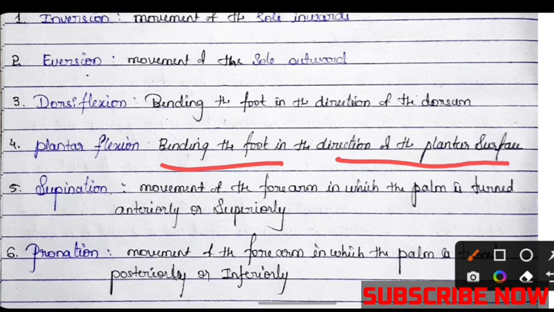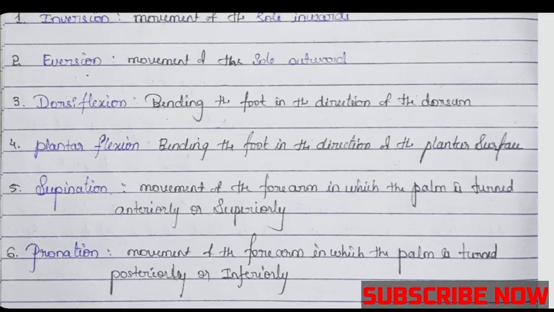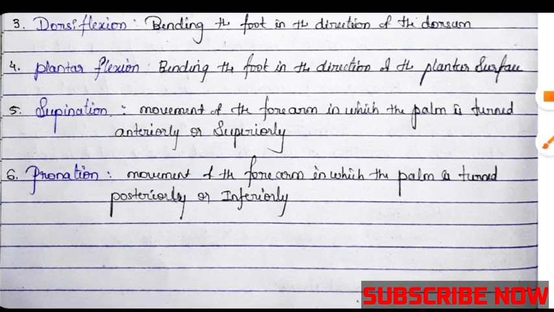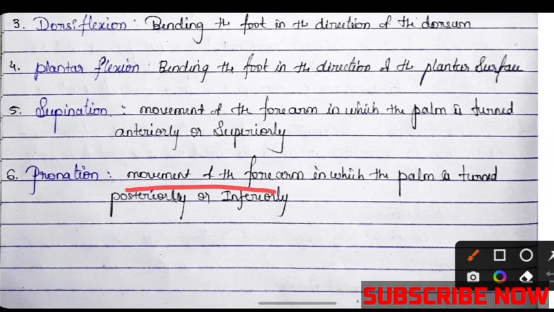Fifth one is supination, that is movement of the forearm in which the palm is turned anteriorly or superiorly. Sixth one is pronation, that is movement of forearm in which the palm is turned posteriorly or inferiorly.